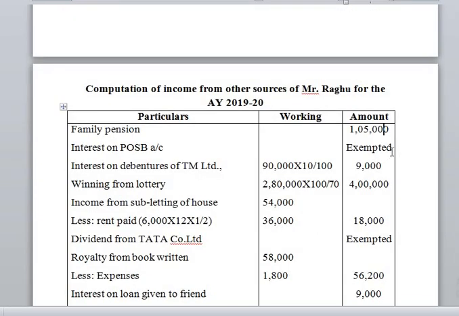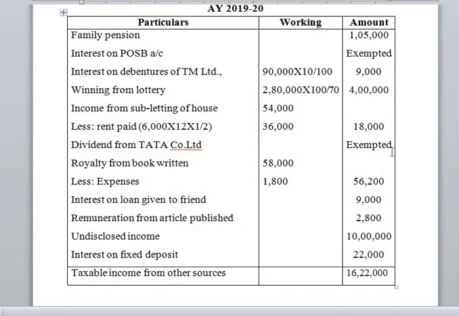It is exempted because it is under the exemption limit of rupees 3,500. So the assessee can claim up to 3,500 as exemption regarding the post office savings bank account interest.